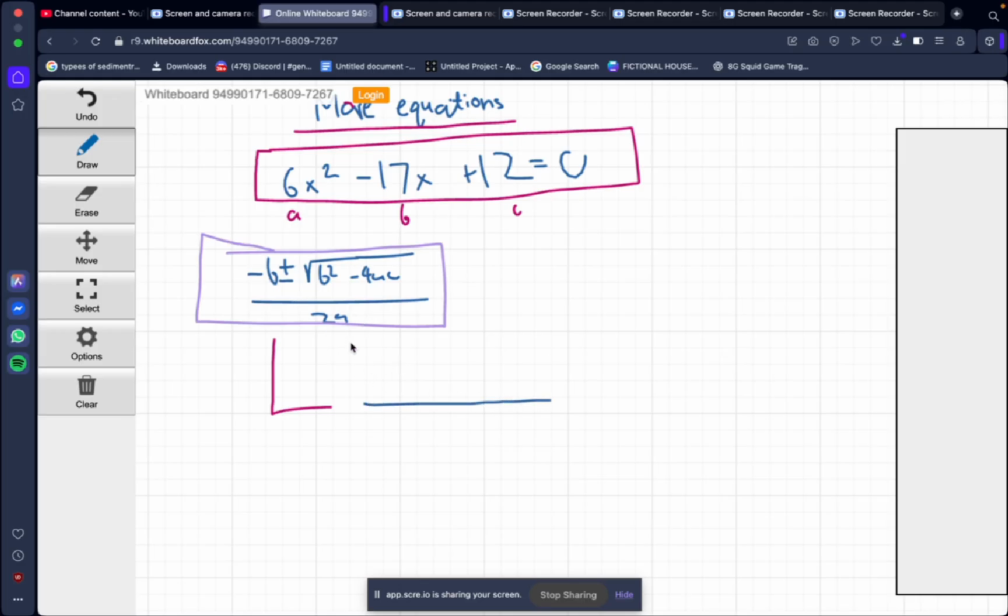So negative b. We know that negative b is going to be negative 6, because it's 6. Plus or minus the square root of 17 squared. I don't want to do the working out. Oh shoot, it's not negative 6, it's negative 7. Okay, I need to restart.